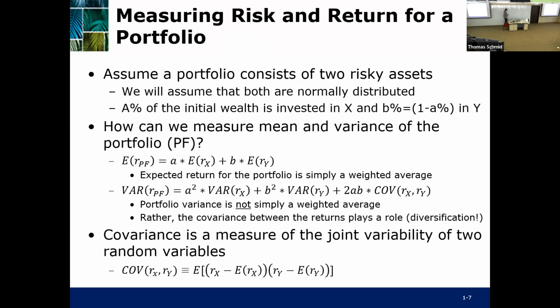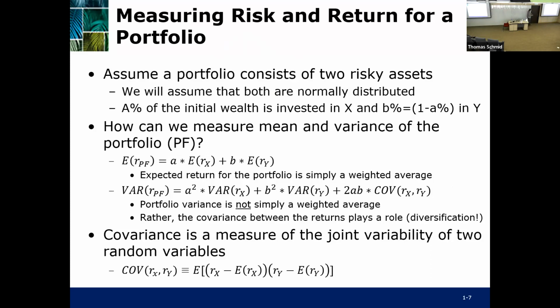So let's now think about our portfolio. Assume our portfolio consists of those two risky assets, and we assume that both are normally distributed. Those two risky assets we just call X and Y. So A% of our wealth is invested in X and B% in Y, and B is 1 minus A. This just means that we invest all our wealth in X and Y. We split it between those two.